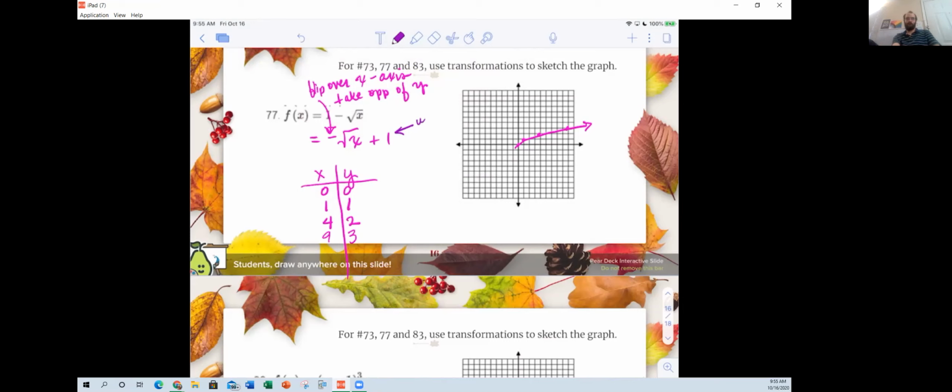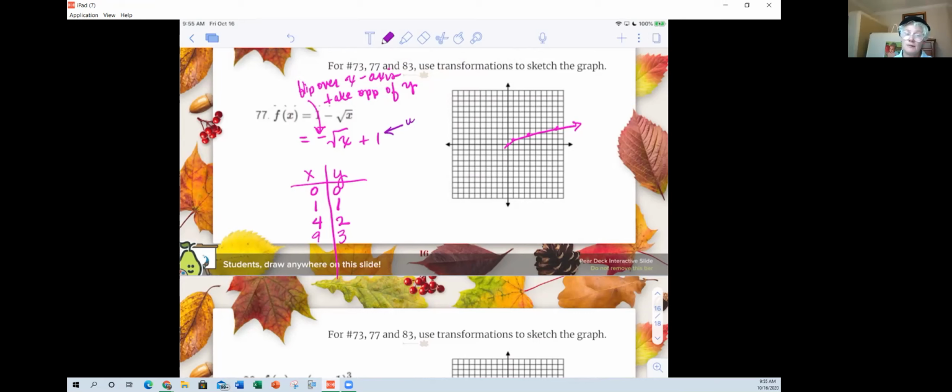Yeah, and that's a really good point. You have to be very careful how you write things because it really matters whether something's inside or outside the function. And square roots get confusing if you're not really careful. So here this tells us to go up one, which is the same thing as doing what to what value?